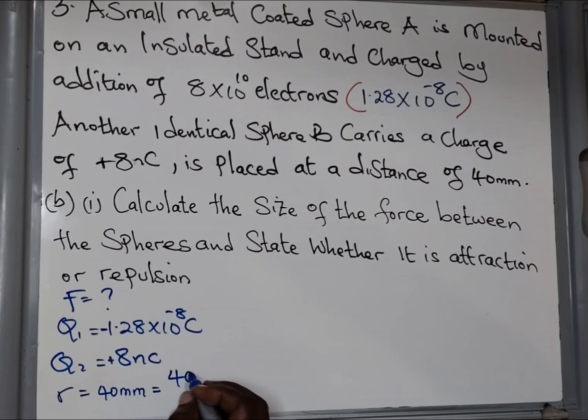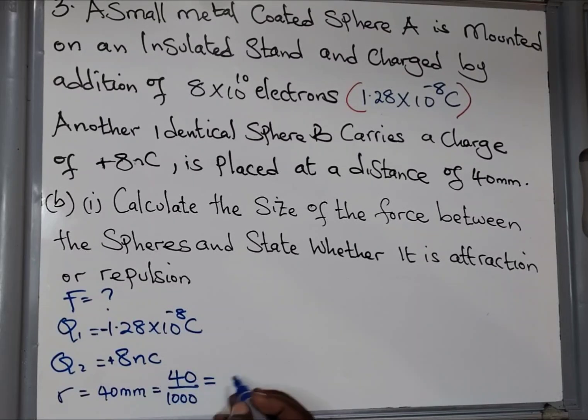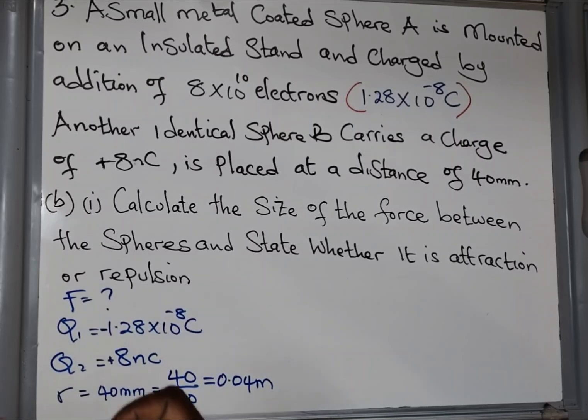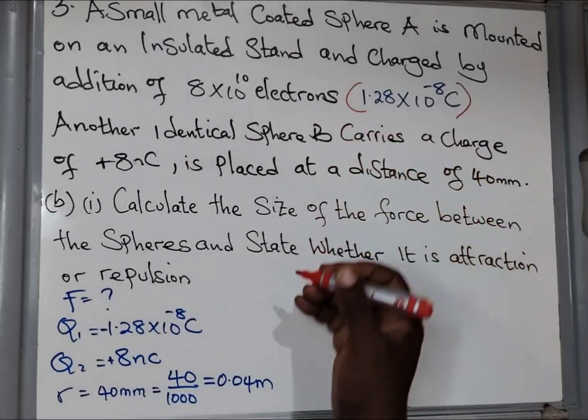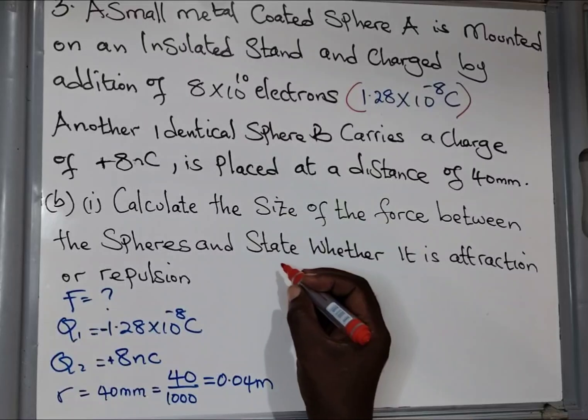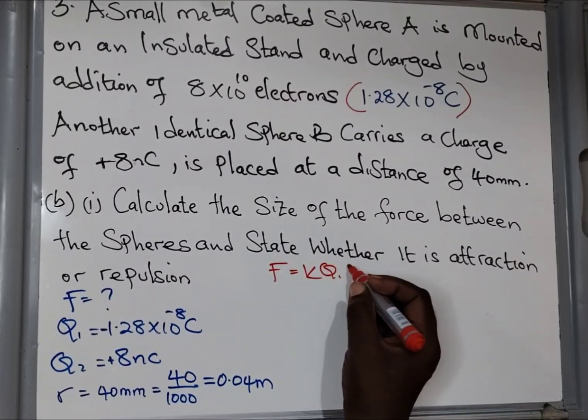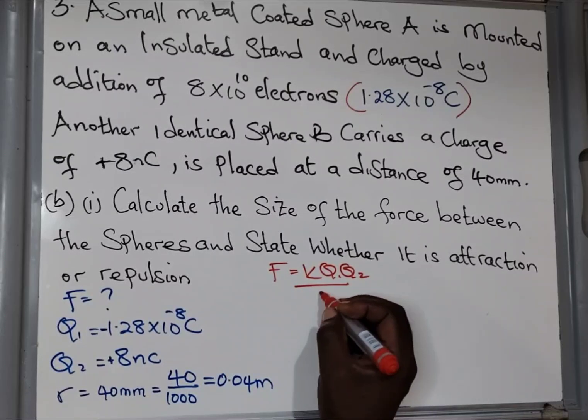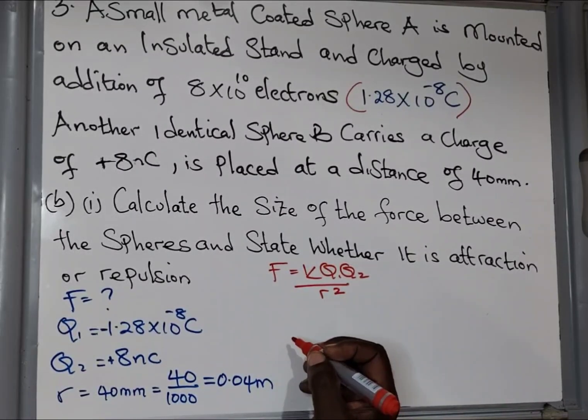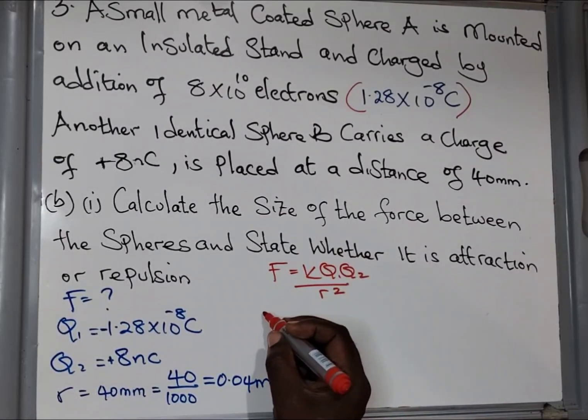So what do we do here? We convert it to meters by dividing by 1000, and we get 0.04 meters. So armed with this information, we use the equation: F equals KQ1Q2 over R squared. So when you substitute, what do you get?